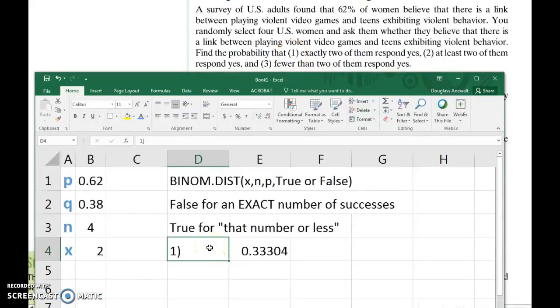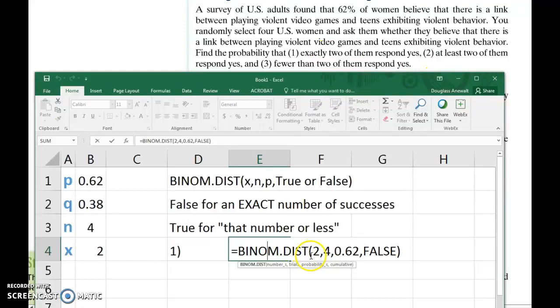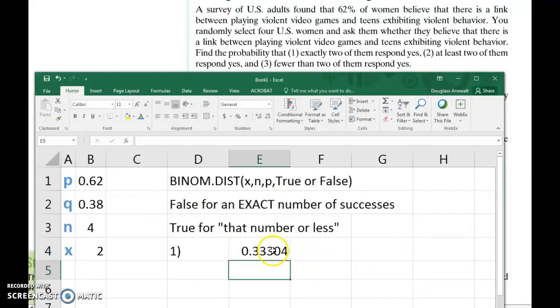And so the first question we're asking is to find the probability that exactly 2 of them respond yes. So exactly, for an exact number of successes, we use false. So exactly 2 out of the 4 with a 62% probability of success, we would enter this formula. And this is the probability that exactly 2 of the women say yes, that there is a link.